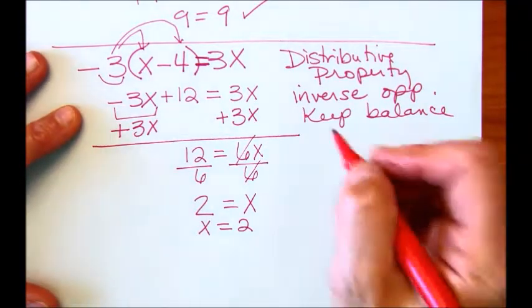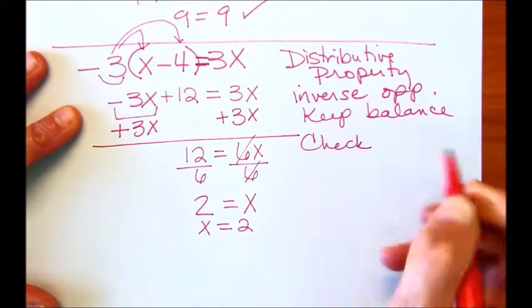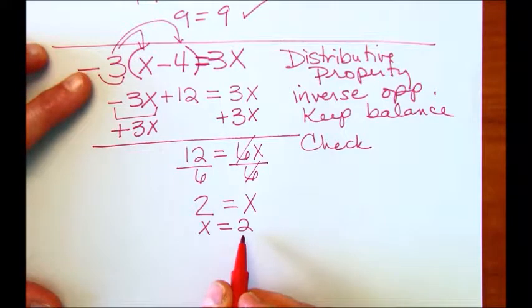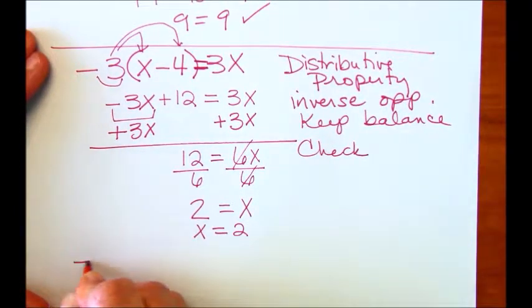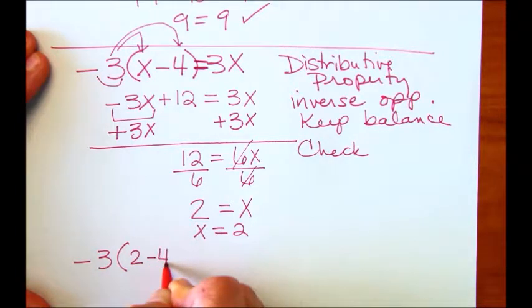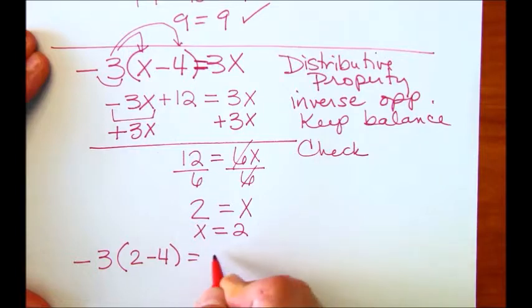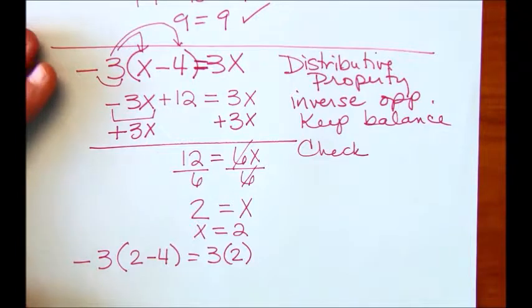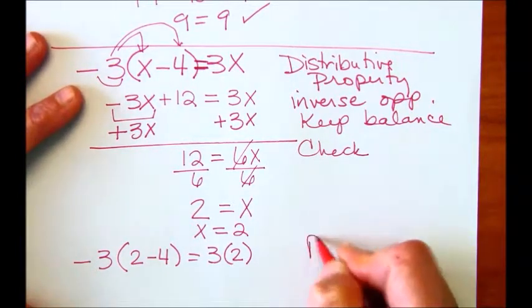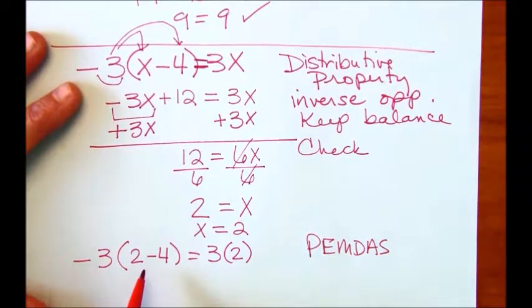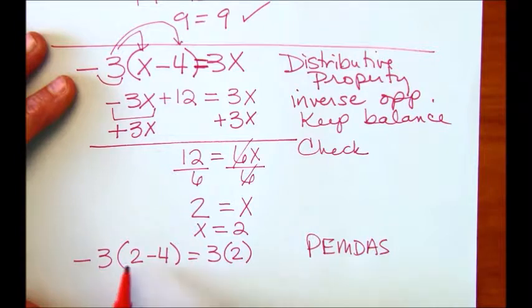Let's go ahead and check just to make sure. I'm going to plug in a 2 every time I see an x in this original equation. So negative 3 times the quantity of 2 minus 4 equals 3 times 2. I'm going to use order of operations and figure out what's inside the parentheses first before I multiply. 2 take away 4 is a negative 2.